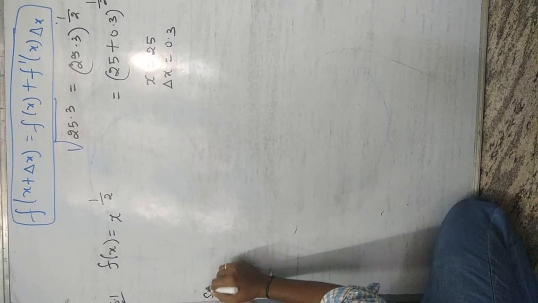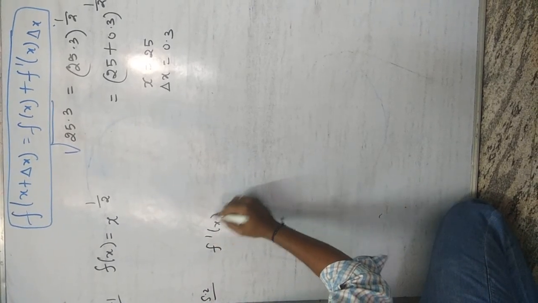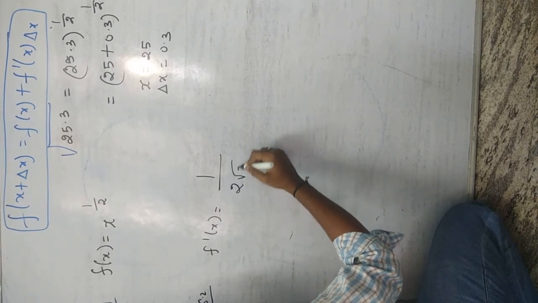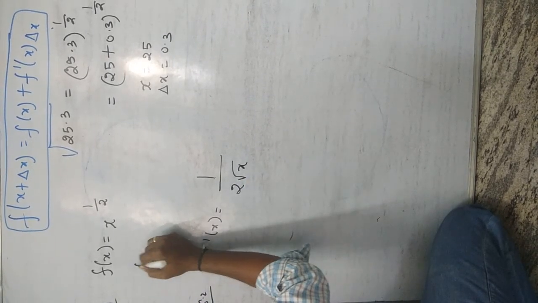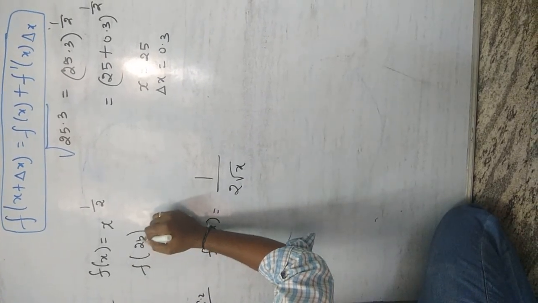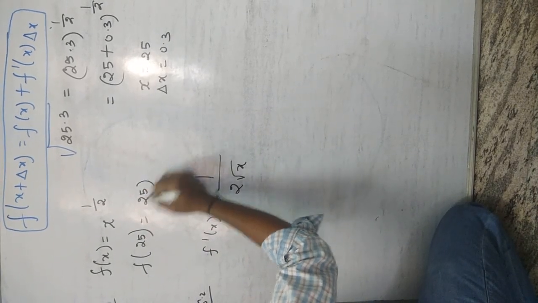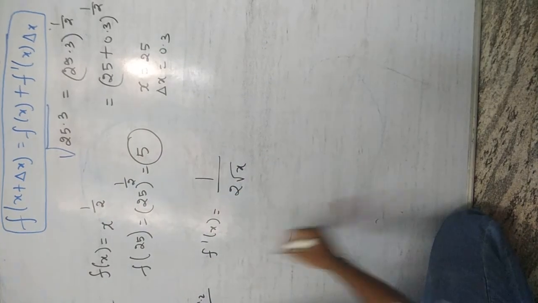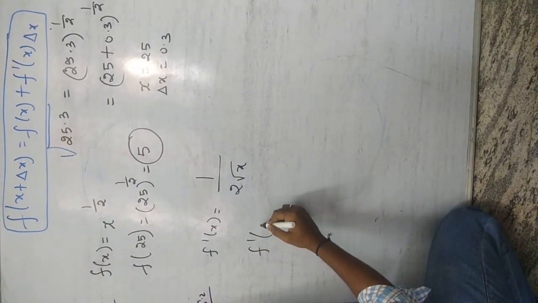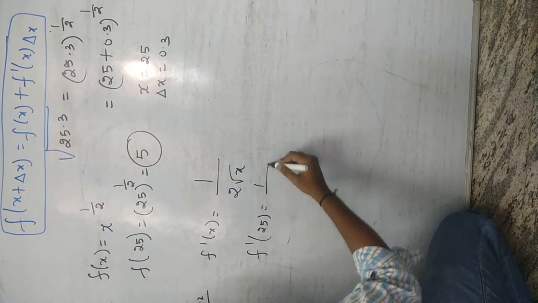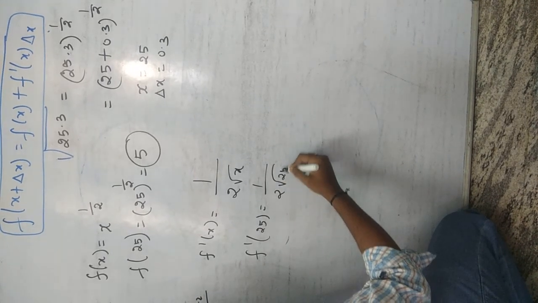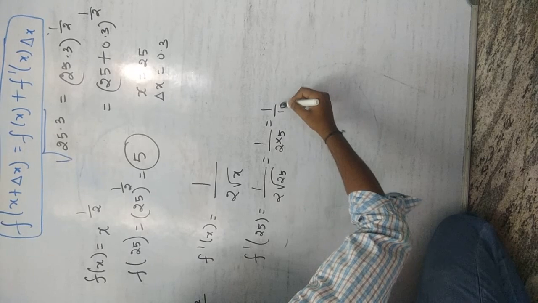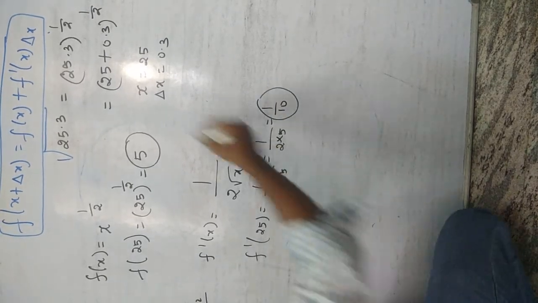Next, step number 2, f dash of x. X power 1 by 2, differentiate, I directly wrote it. Next, in place of x what should we put? 25. So 25 power 1 by 2, the answer is 5. I have circled it. Next, f dash of 25, that is 1 upon 2 square root 25, 1 upon 2 times 5, the answer is 1 upon 10. Again I have circled it.